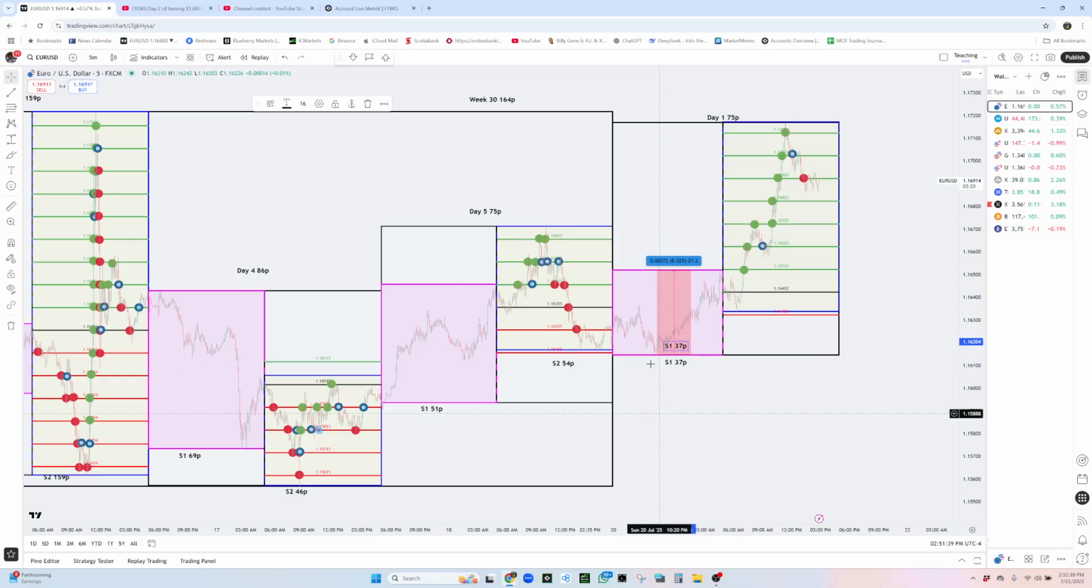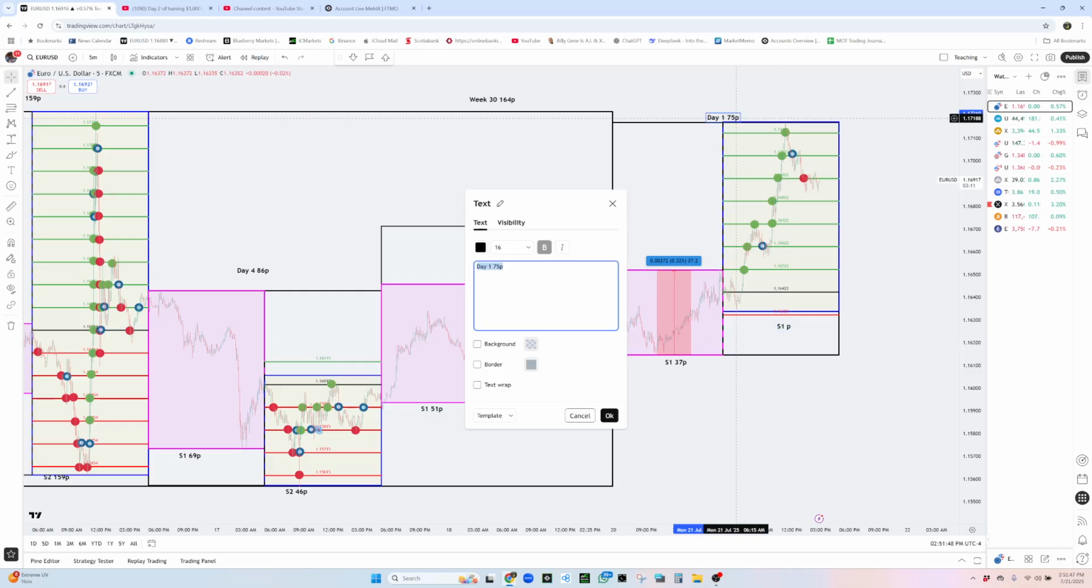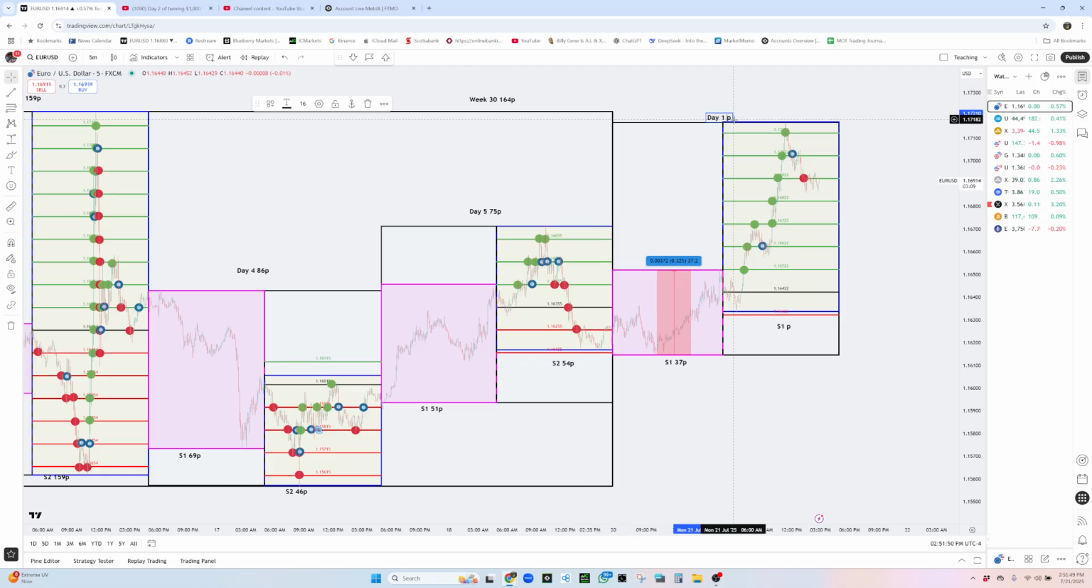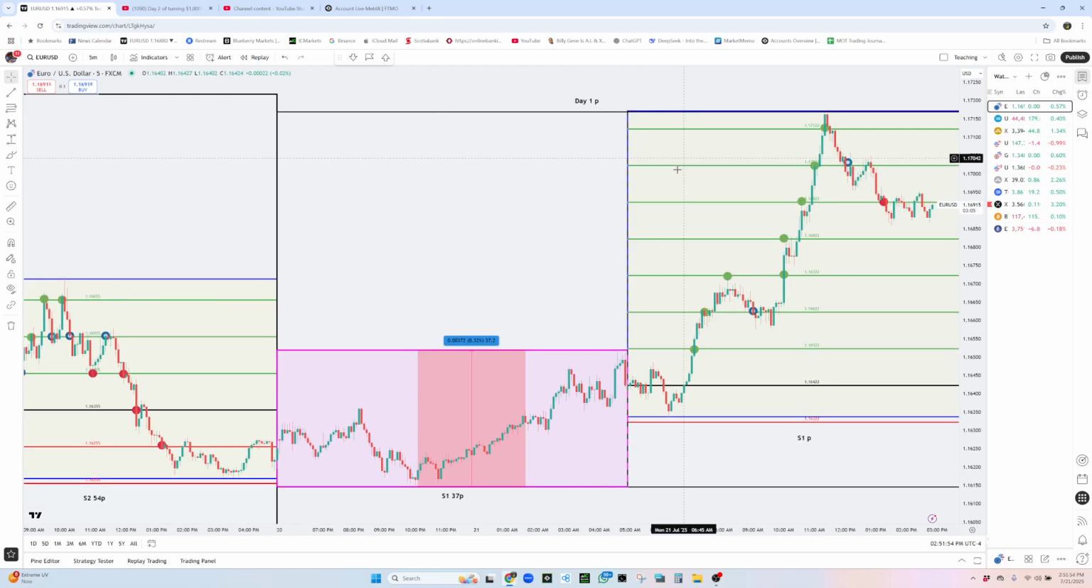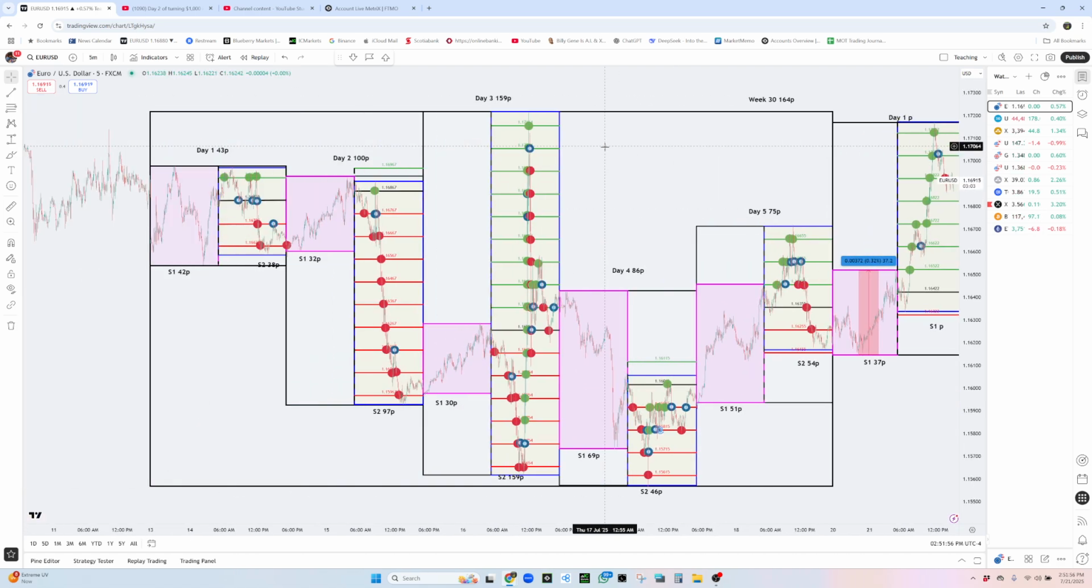Session 2 is not done yet, and day 1 is not done yet, so I don't need to put anything in here. I could go ahead and project the week, but I feel like it's too early for that right now.